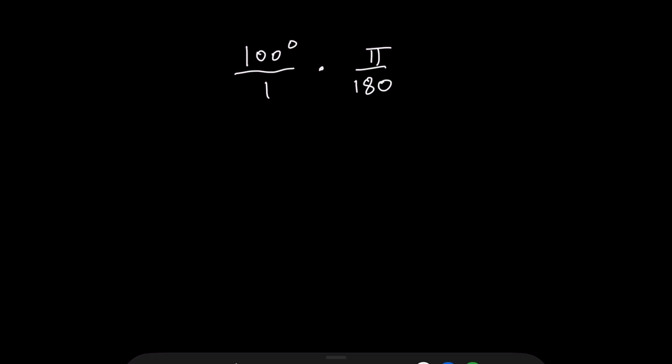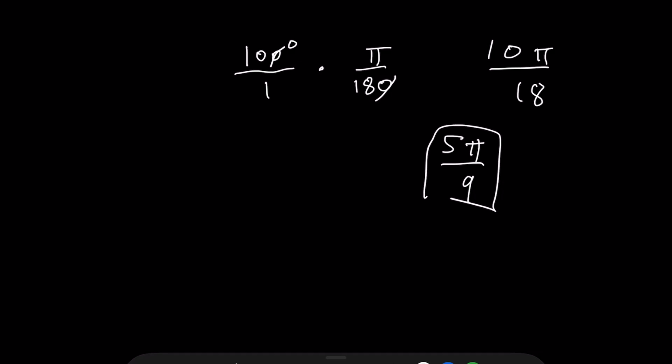You just multiply by pi over 180. So simplifying, 10 pi over 18, 5 pi over 9. So 100 degrees in radians is 5 pi over 9.